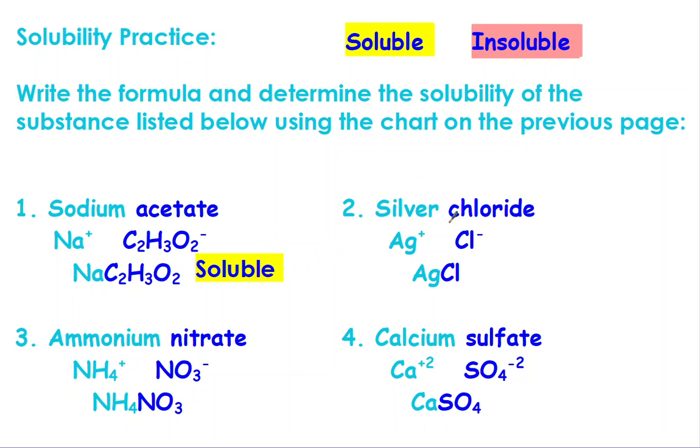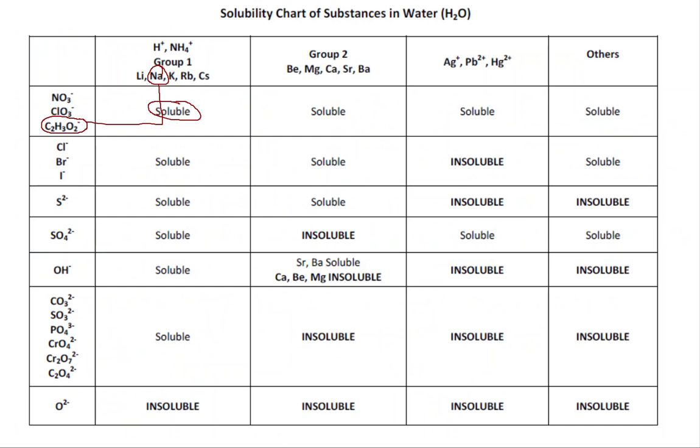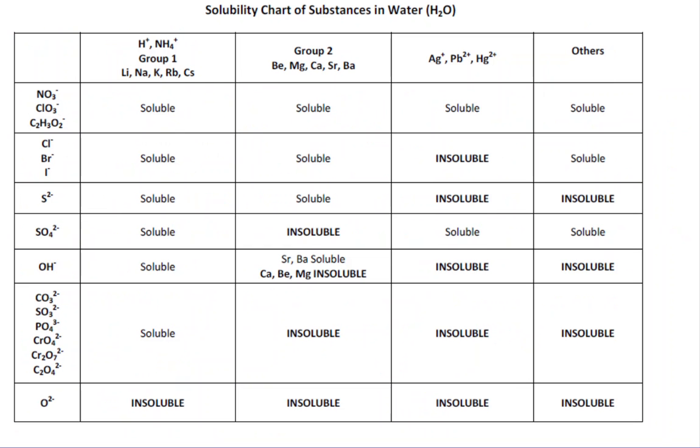Let's look at silver chloride. Silver is Ag with a +1 charge, it's always +1. Chloride is Cl with a -1 charge, so together they make the formula AgCl. So I'm going to go back to the chart. I'm going to erase that. There we go.